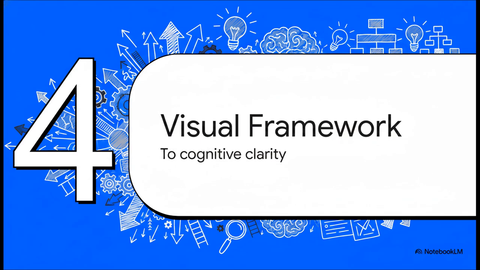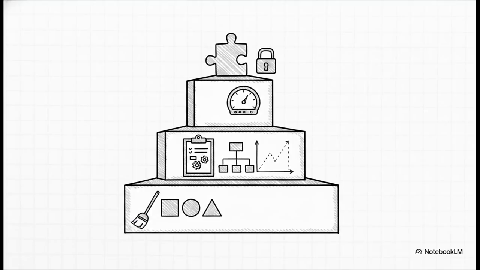Now let's shift gears and look at the visual management framework, moving from that physical order into true cognitive clarity. This framework, which is adapted from the visual management expert Gwendolyn Galsworth, perfectly illustrates that the 5S methodology we just went through is only the first level, visual order. It is the absolute foundation.